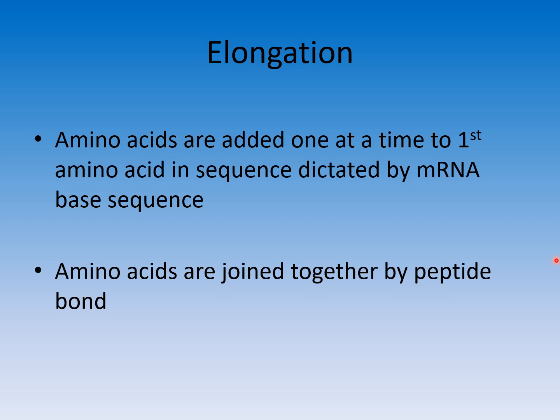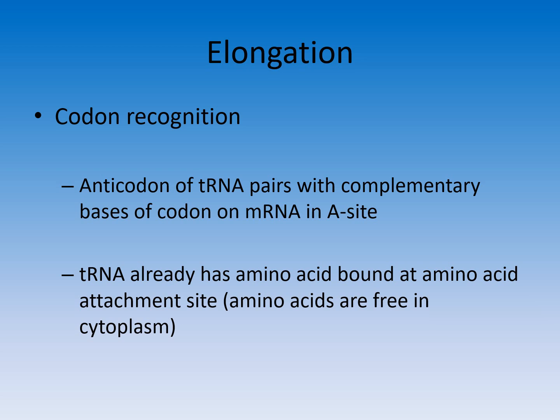How do you know which one? Because the information is on the mRNA base sequence. Where did it get it from? It came from the DNA. The amino acids will be joined together by a peptide bond. So the first thing is you got to recognize the codon. So the anticodon on the tRNA has to pair with the complementary bases that are sitting now on the A site.